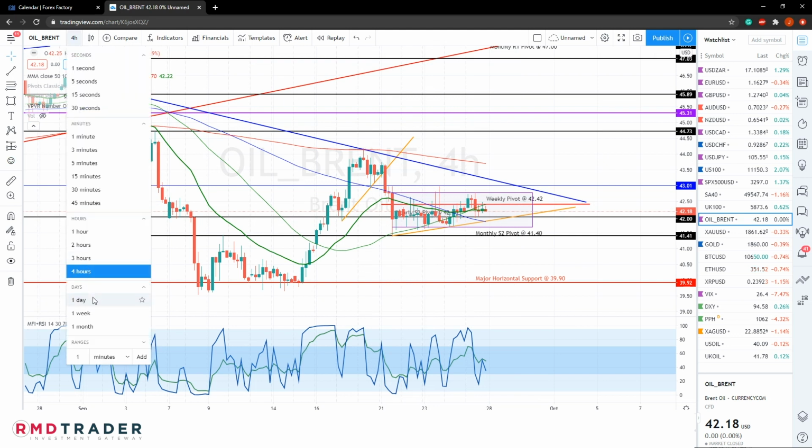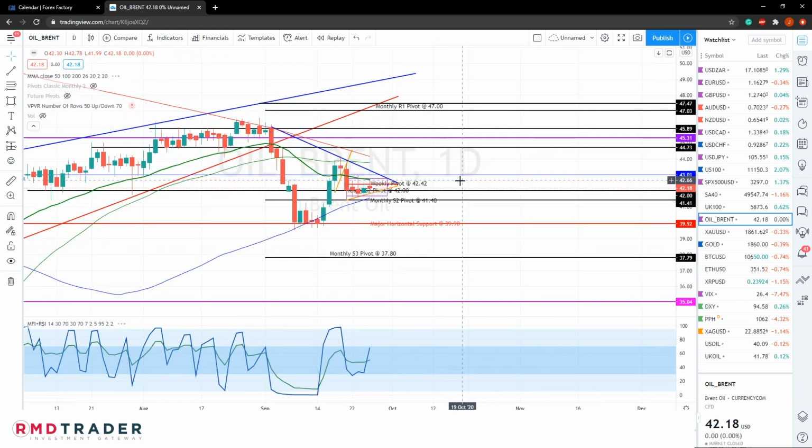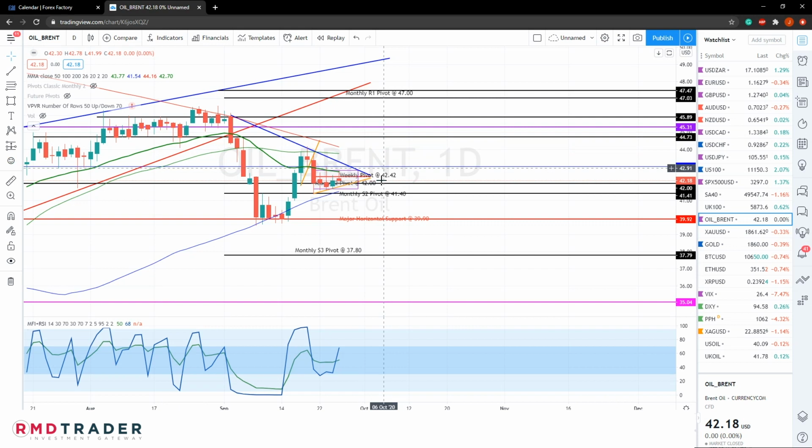And just quickly moving to the daily time frame, we can see that those targets are at 37.80. This is the ultimate bearish target should we see a very aggressive breakdown, and we can see that is quite in line with previous moves from consolidation. So 37.80 and also that 47 level where we have our monthly R1 pivot as a bullish target.